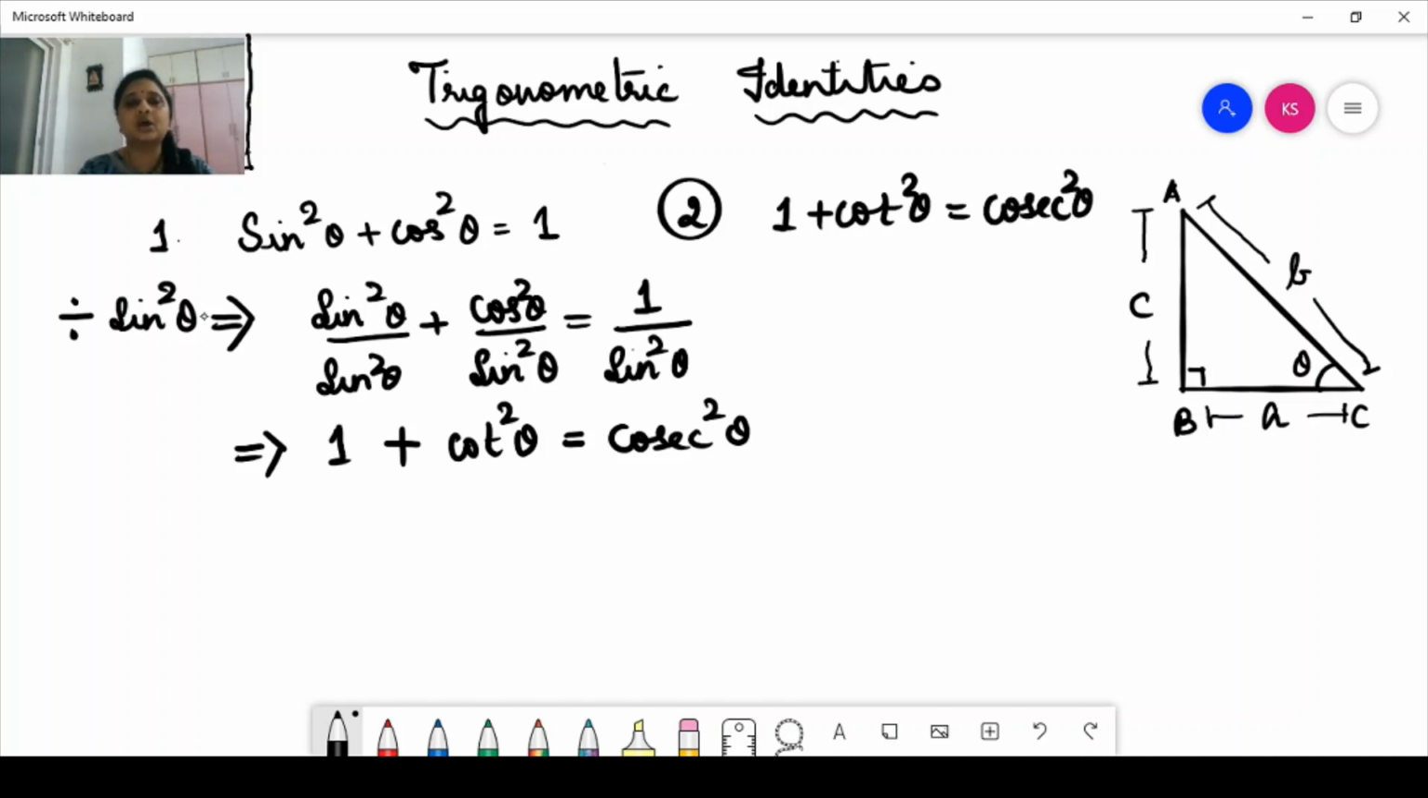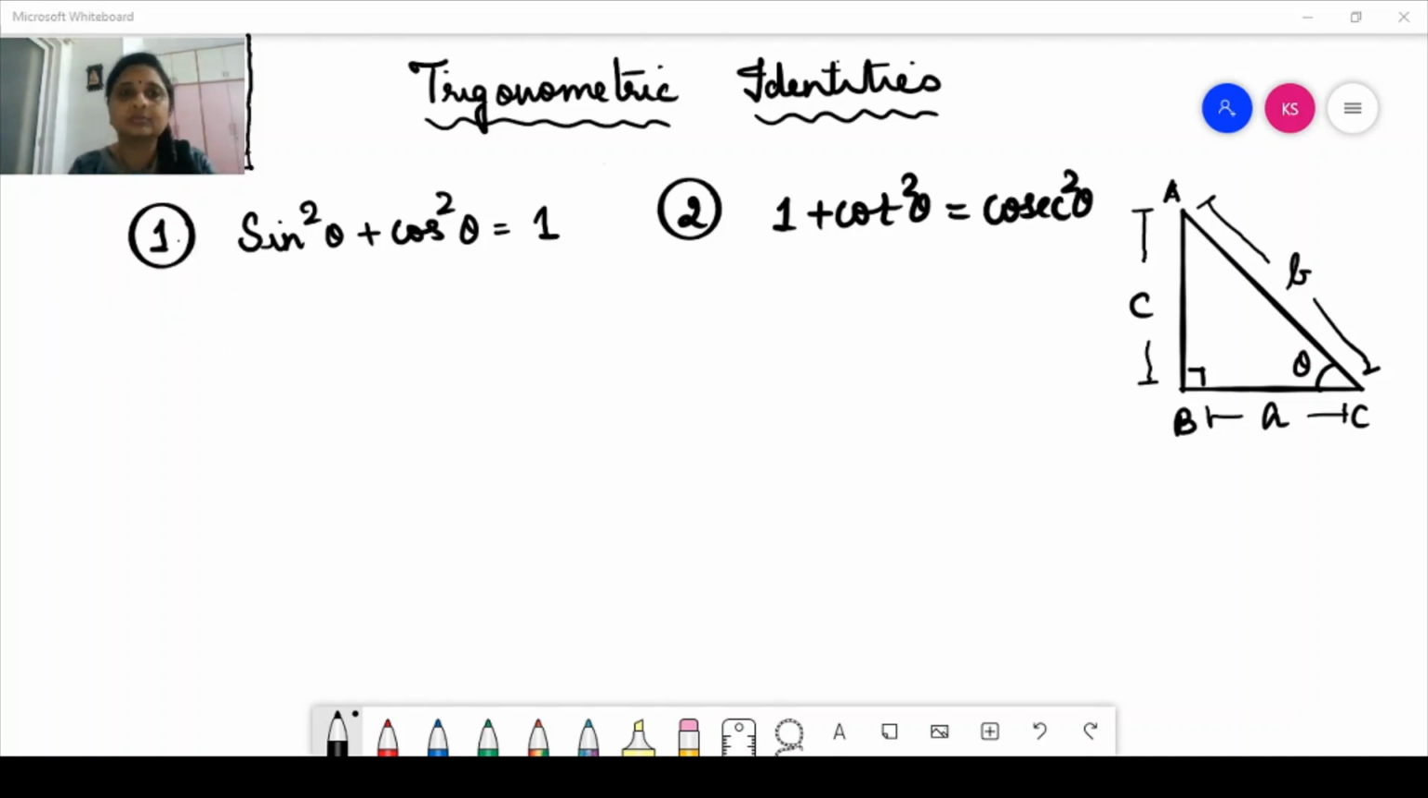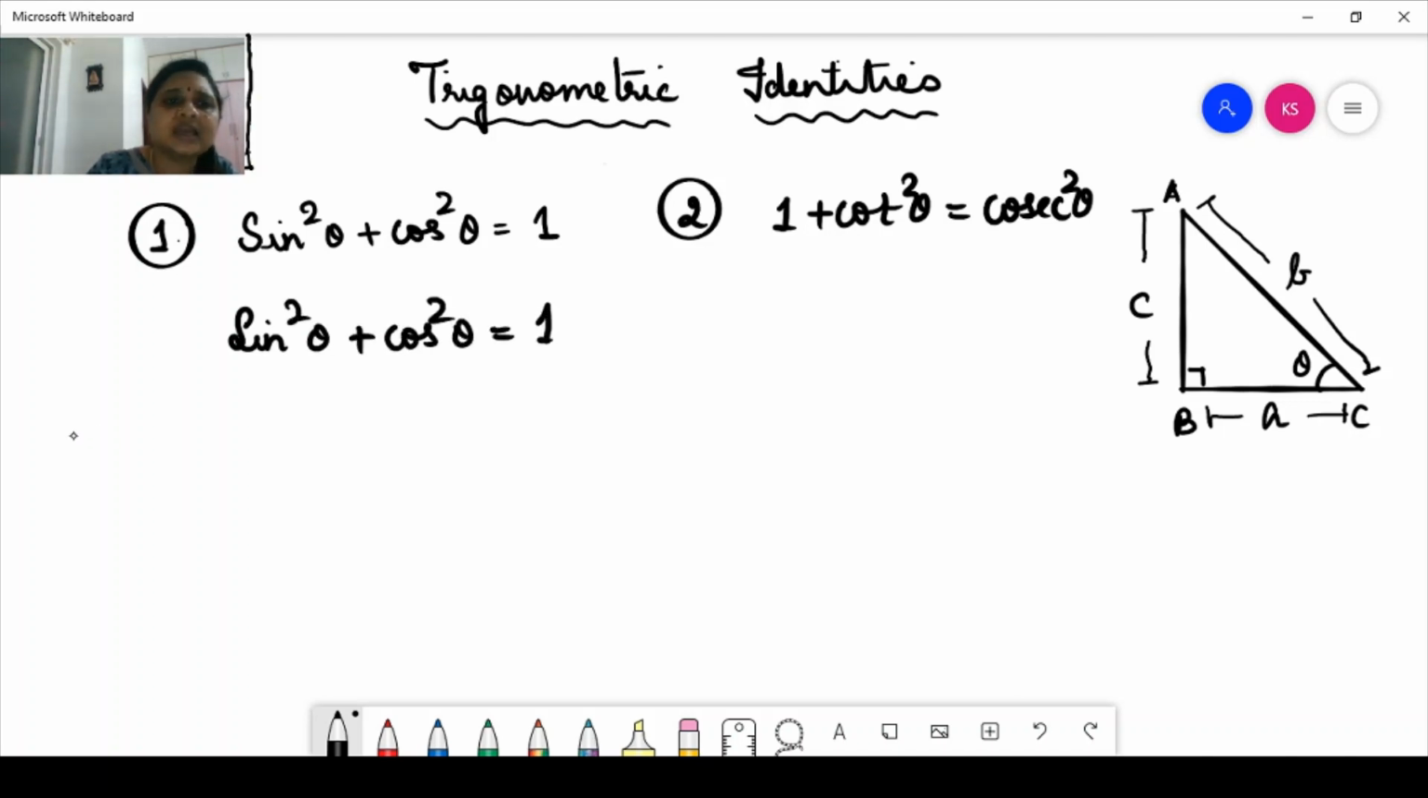Okay, so now let's move on to derive the third identity. We'll again take the first identity. First, we divided every term by sine square theta, right? So this time we are going to divide throughout by cos square theta.